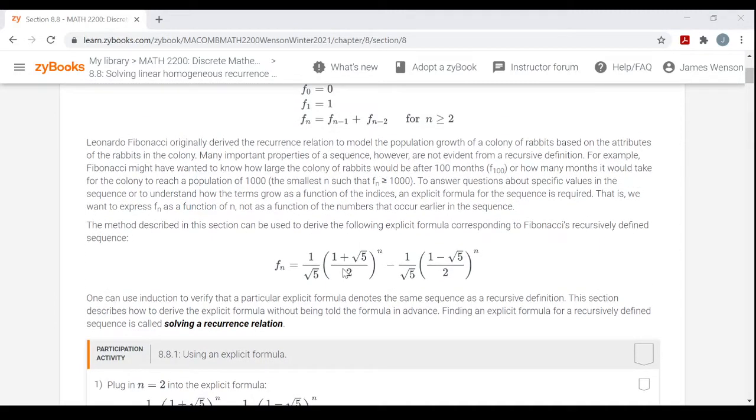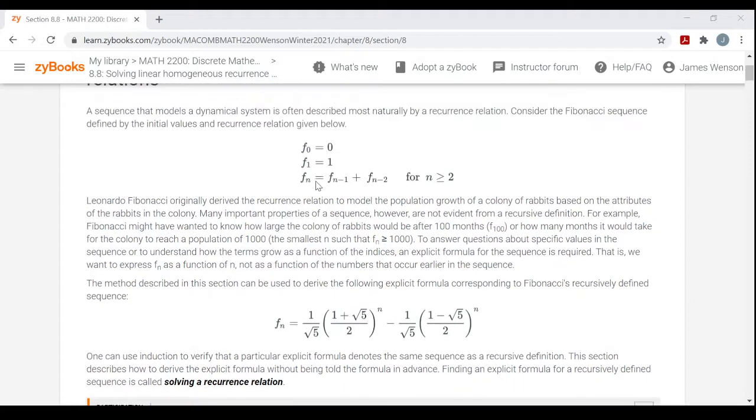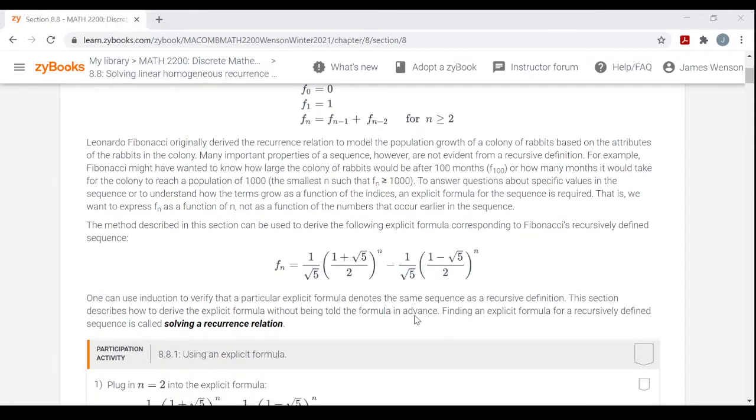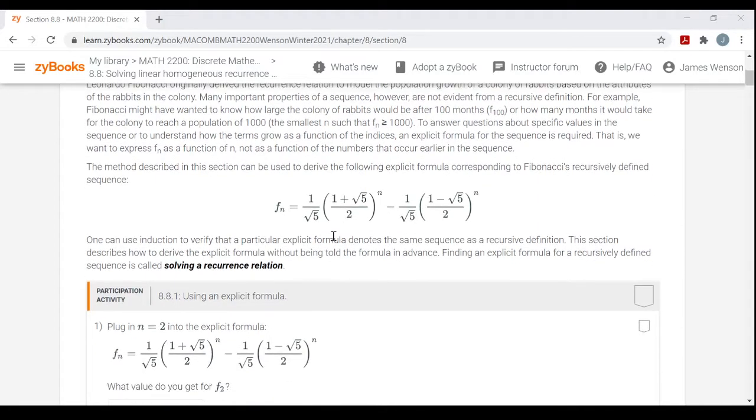How do you figure out that when I plug in n, I'm going to get this expression back for the term of the Fibonacci sequence? That's what solving a recurrence relation is. It's taking a recursive formula for a sequence and finding an explicit formula for the sequence. Notice how this does not depend on previous terms like the recursive formula does. That's what an explicit formula was, hopefully you recall. So finding an explicit formula for a recursively defined sequence is called solving a recurrence relation.